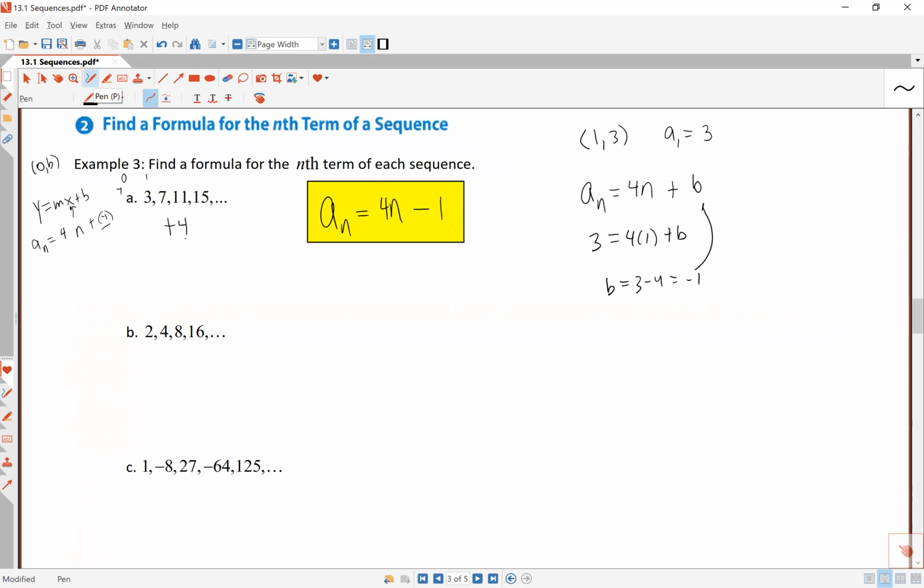Letter B. 2, 4, 8, 16. 2 to 4, you're adding 2, but 4 to 8, you're adding 4. So it's not one of the ones like letter A. But if I look at B, again, I'm multiplying by 2 to get 4, multiplying 2 times 4 to get 8, 2 times 8, 16. So we're multiplying by 2 each step. This is like an exponential function, b to the x, whose base is 2.